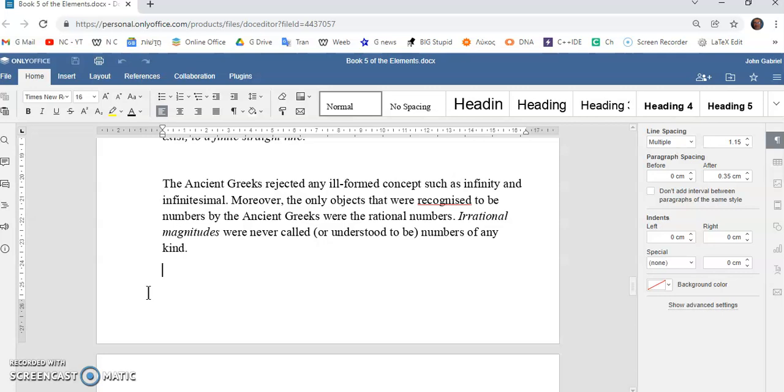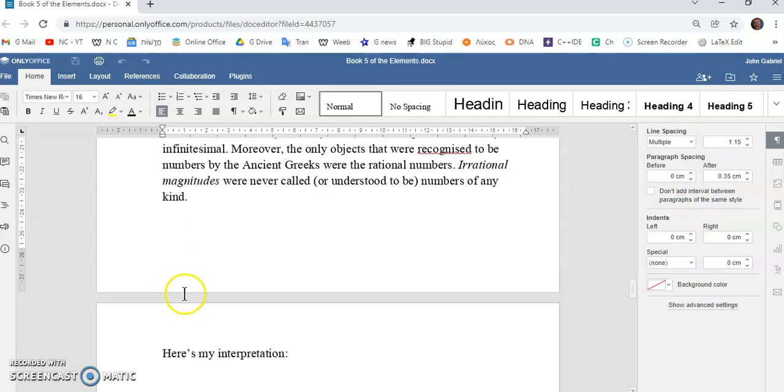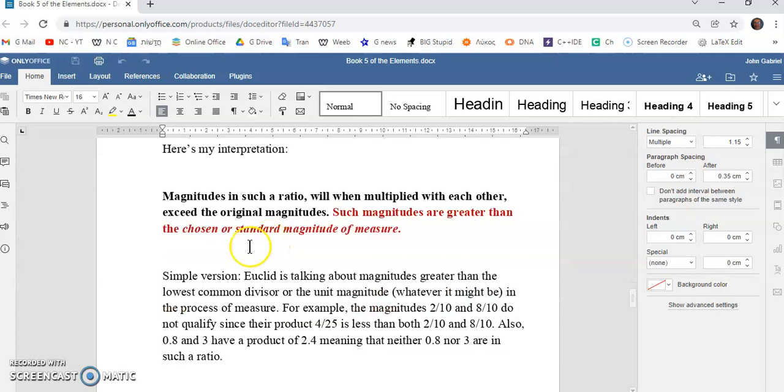That's basically, in order to be a number, it has to be rational. So irrational magnitudes were never called numbers of any kind, by the way. You don't find any expression such as irrational number anywhere in the Book of Elements. It's always an irrational magnitude, meaning they have no measure, okay?